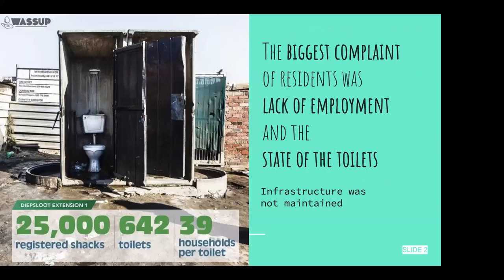So the biggest complaint of residents was lack of employment, of course, across the entire Southern Africa, and the state of the toilets in Extension 1. In Extension 1, there are 25,000 registered shacks. That does not include the shacks not registered with the Department of Housing as official shacks, or the shacks in between. There are 642 toilets and 39 households per toilet. But of course, when we do mapping on the ground, we find the number is much higher, around 50 to 55 households per toilet. The infrastructure was not maintained, and still is not maintained in this area. In fact, in many settlements across South Africa, ablutions and water facilities are not maintained well.